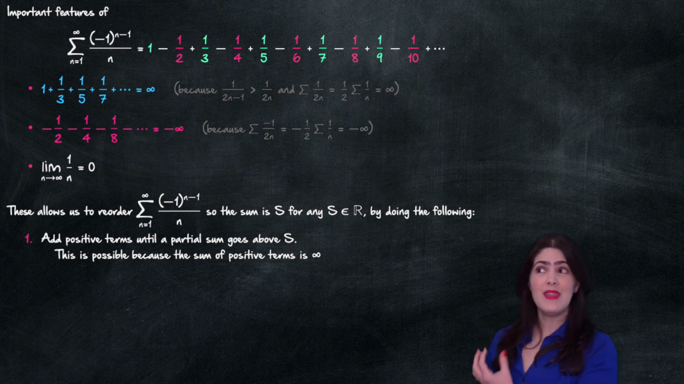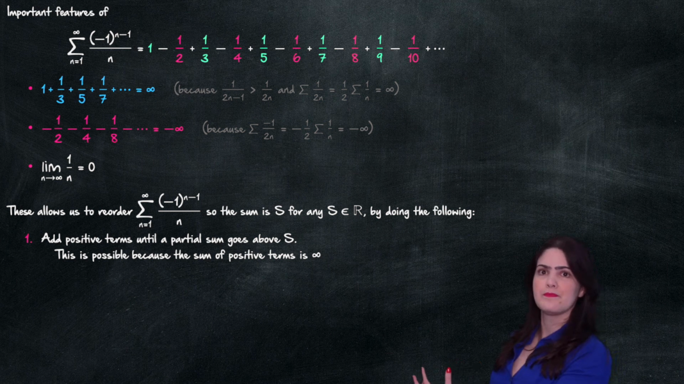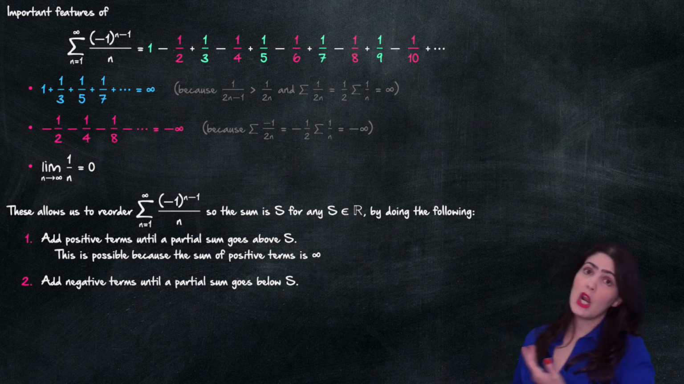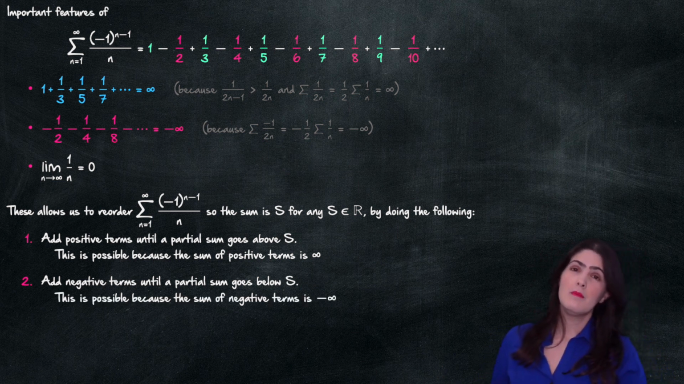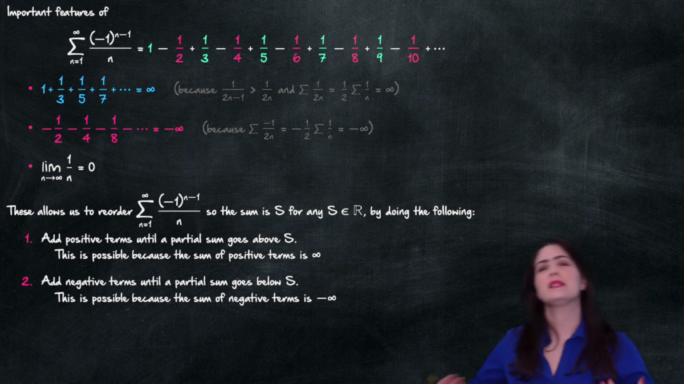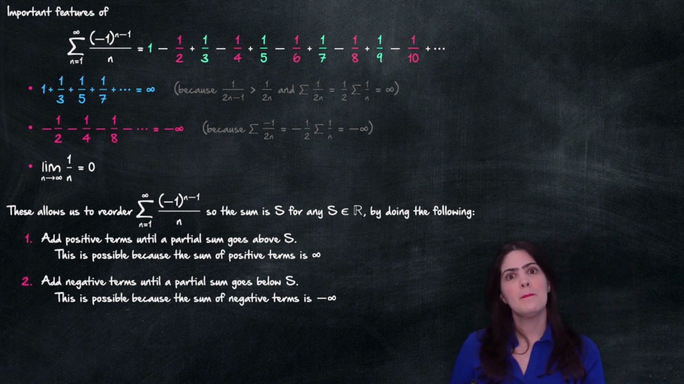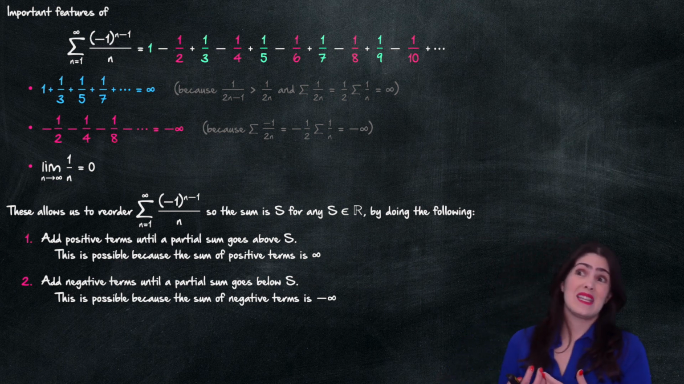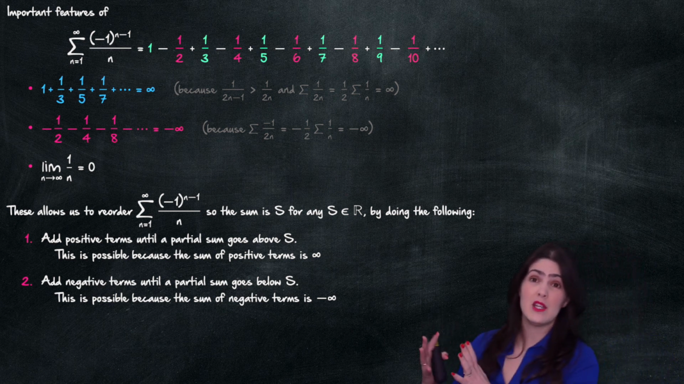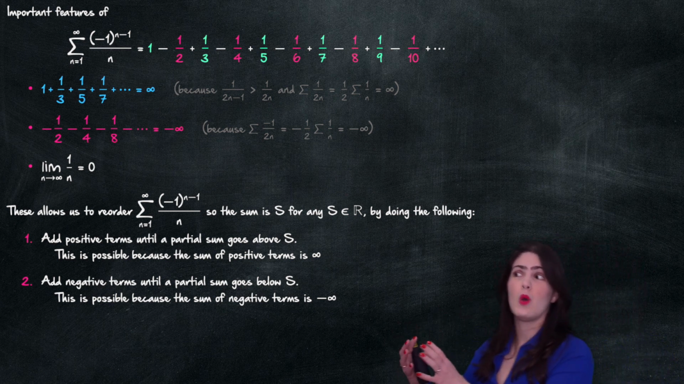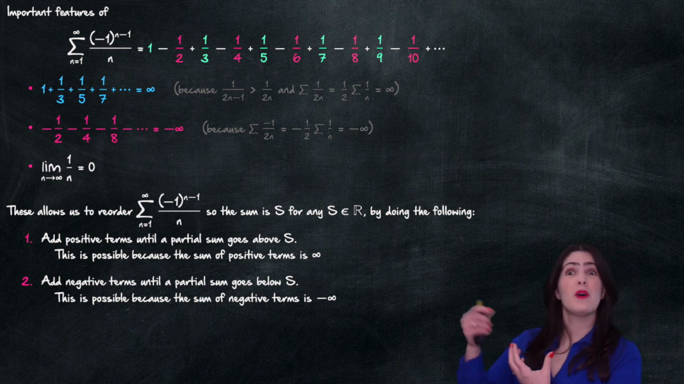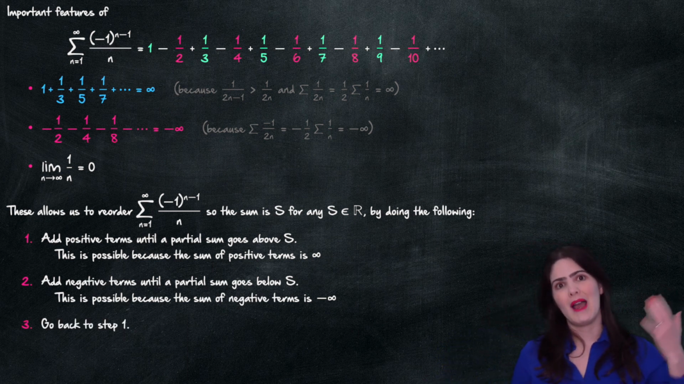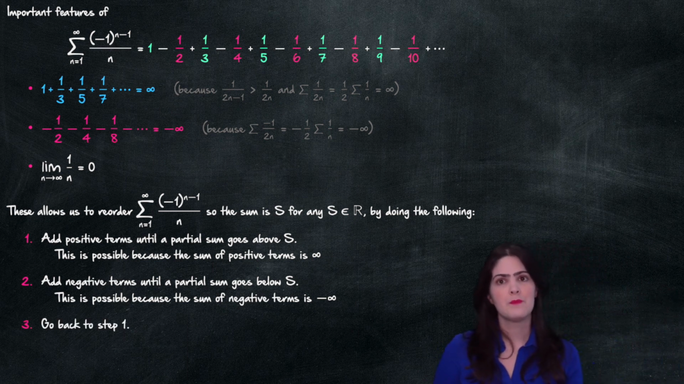And then, given that result that is just above s, I want to now add negative terms until my sum goes below s. And remember, I can do this because I know that the sum of the negative terms goes to negative infinity. That means that, given that I use enough terms, I can make it as negative as I need it to be. And that will compensate. If I went above s, now I need to find a negative number that will allow me to go below s. So that's the process. And then we repeat. We go back to step 1 and we continue doing this process.